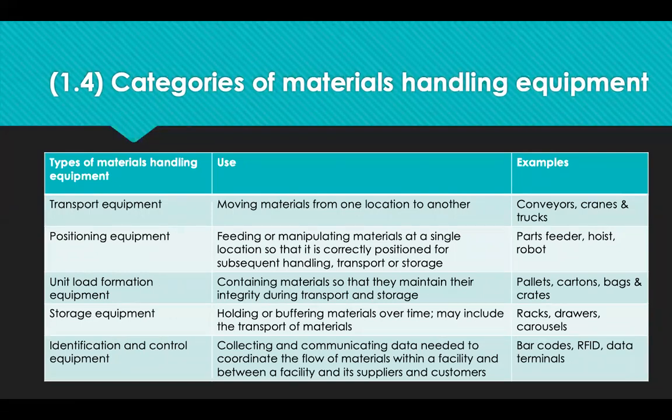So we're now looking at the categories of material handling equipment. So let's start with a unit load. This is a standard unit that combines individual items to ensure easy and efficient handling. So examples of those are pallets, carton bags, and crates. A pallet is a platform used to store and move stock.